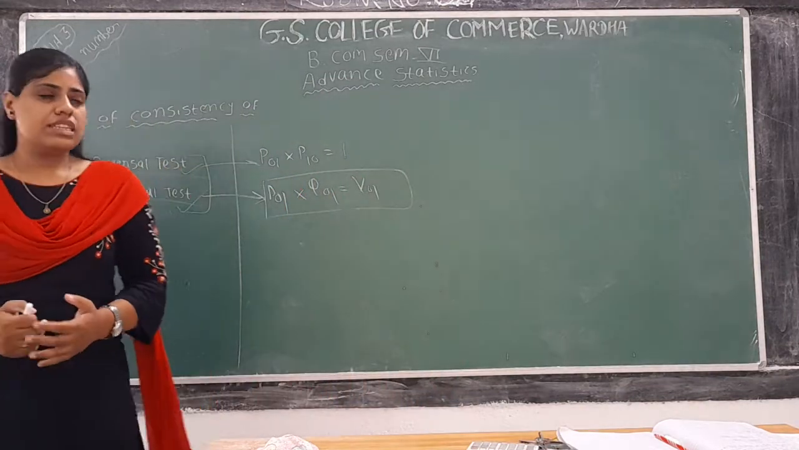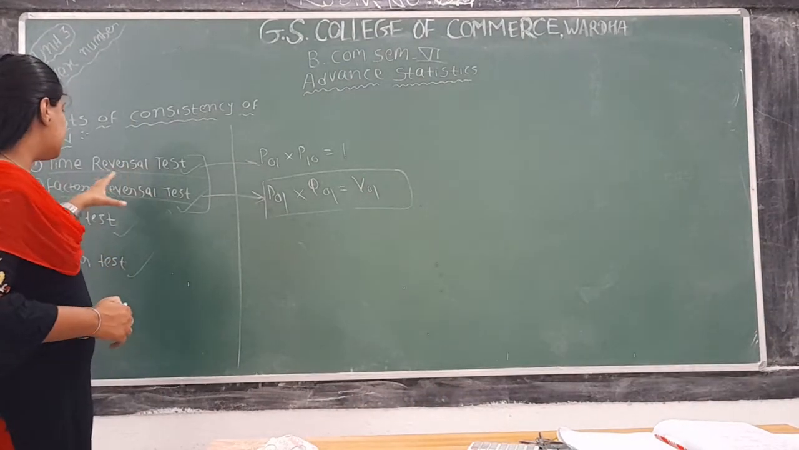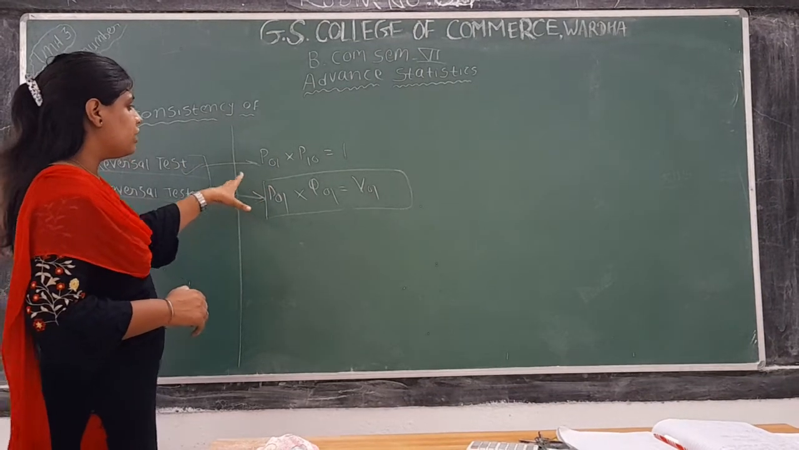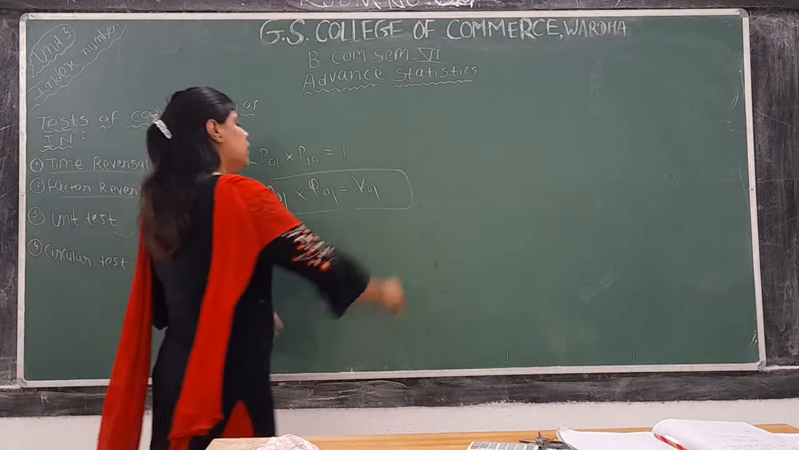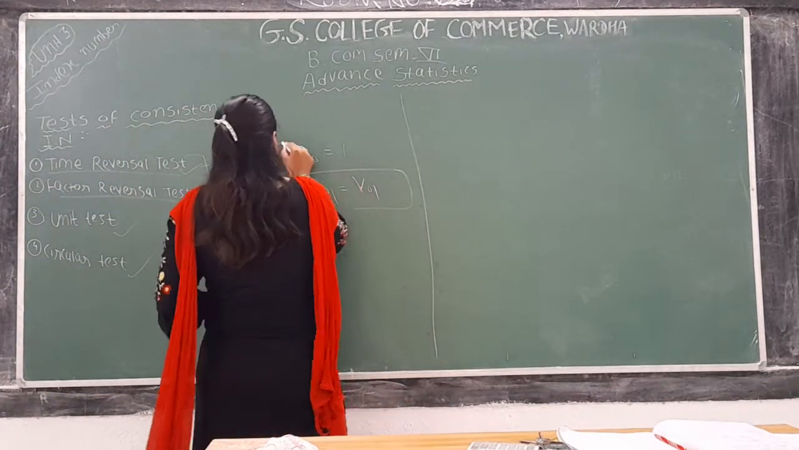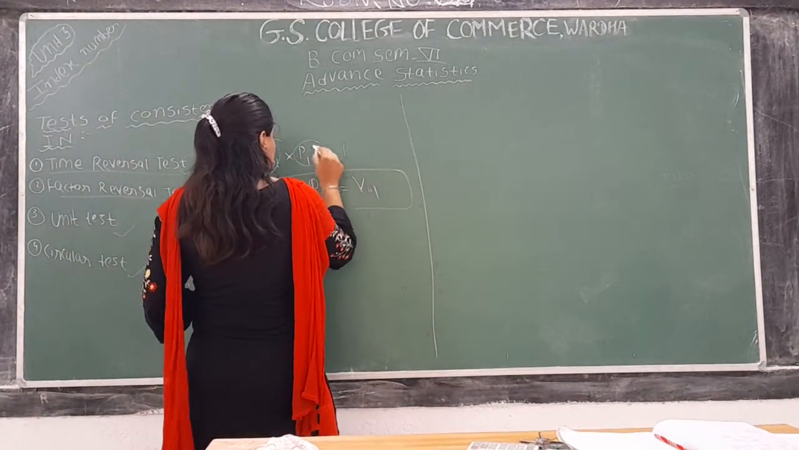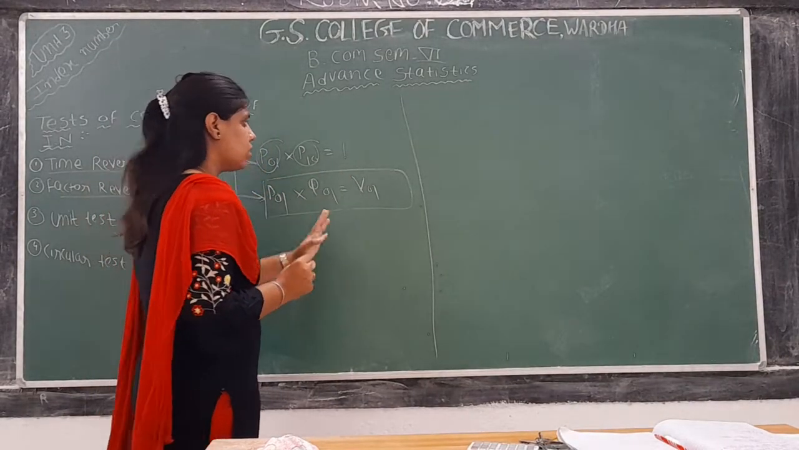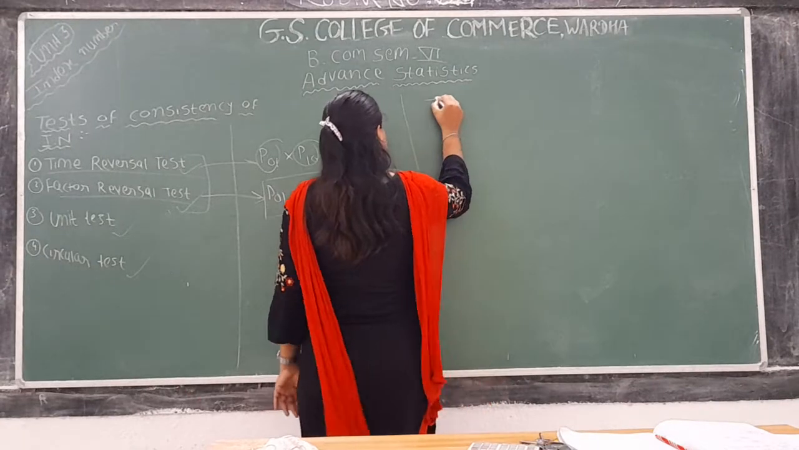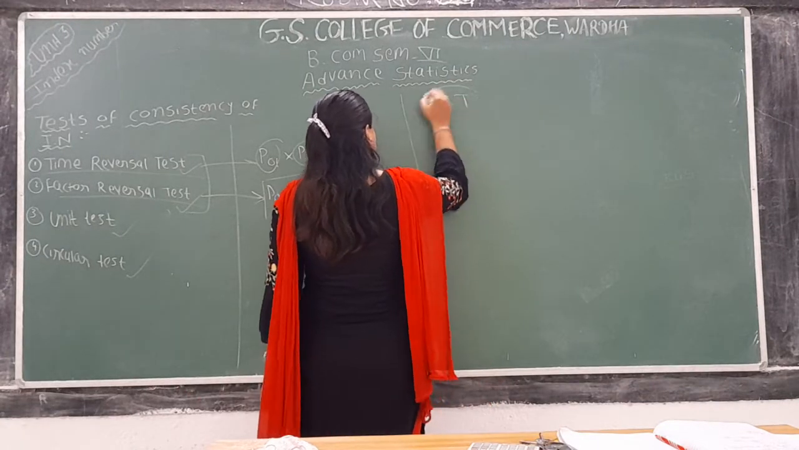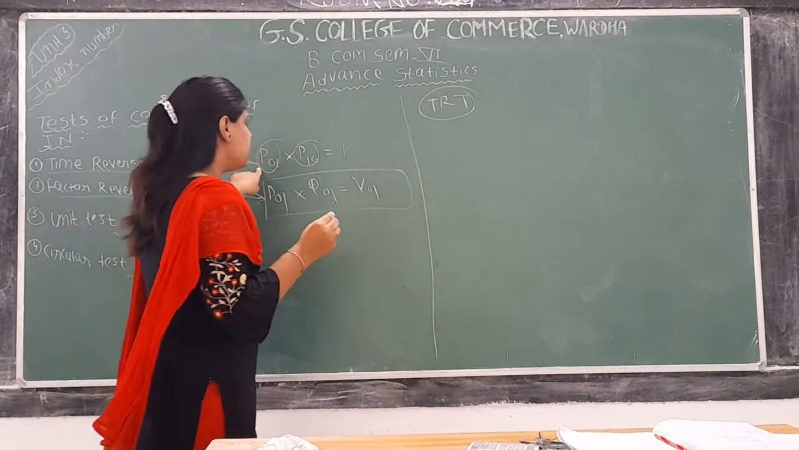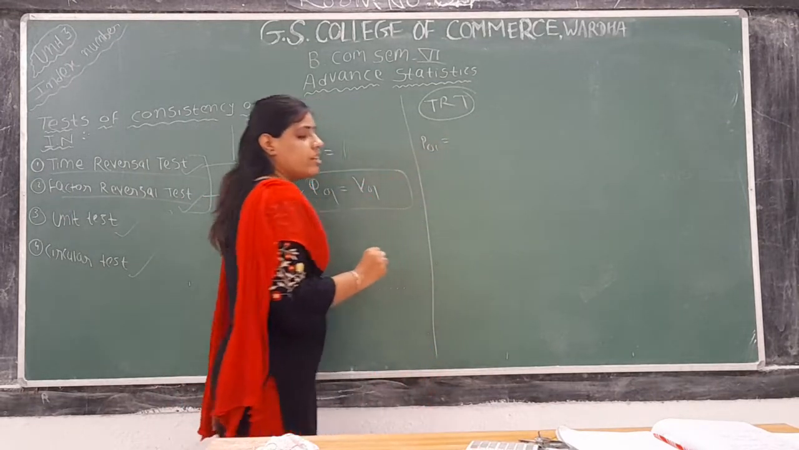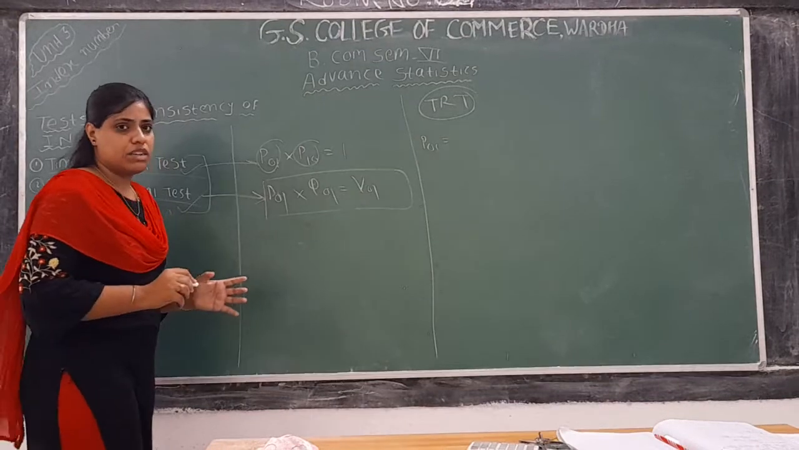So here we have seen what the time reversal test is, what the factor reversal test is, and the formula by which it can be satisfied. So let's see how we find out P01, P10, Q01 and Q10. First of all, the time reversal test. First of all, we are going to make P01. We are going to find this P01 by using the Fisher-Ideal index number.